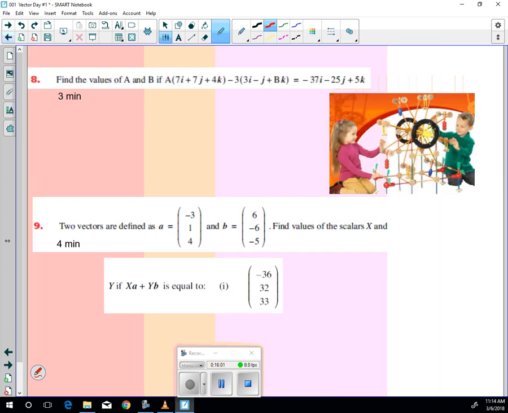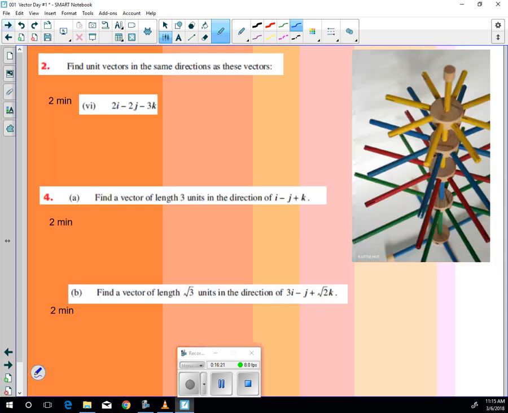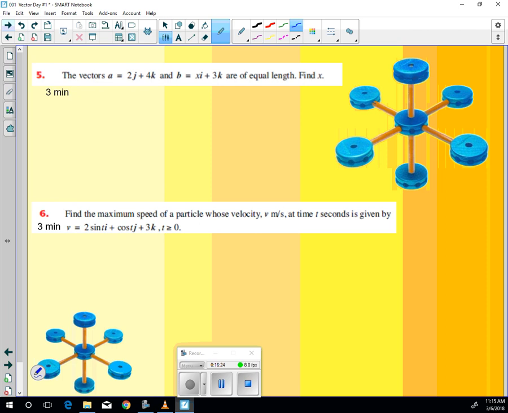I've got some vectors to add and multiply, a little bit of algebra in there. I think you'll like the simplicity of them, finding lengths. And when you see the word surd, surd means that. Like the square root of 2 is the surd of 2. I don't know. It's kind of fun just to say that word. Rhymes with gird.